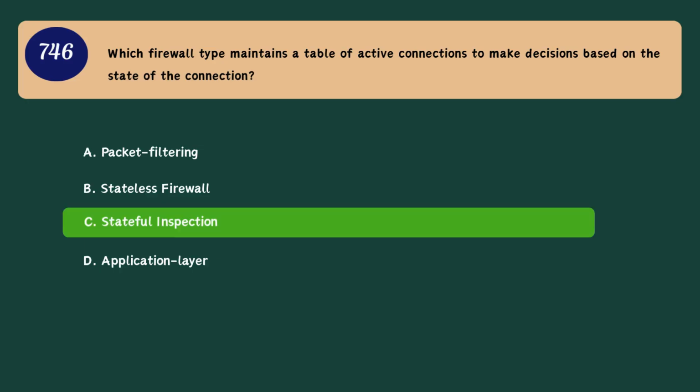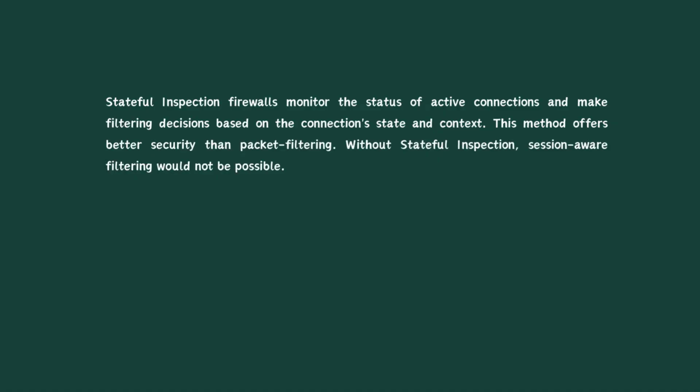Correct answer: C. Stateful inspection. Firewalls monitor the status of active connections and make filtering decisions based on the connection's state and context. This method offers better security than packet filtering. Without stateful inspection, session-aware filtering would not be possible.